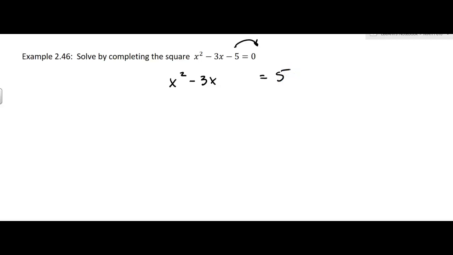So that would be adding 5 to both sides. The next thing is you've got to complete the square. So you're going to take the negative 3, you're going to divide it by 2, and you're going to square it. Now, you know that that's a fraction. Okay, so I'm going to get 9/4. So that's what I'm going to add to both sides, 9/4.